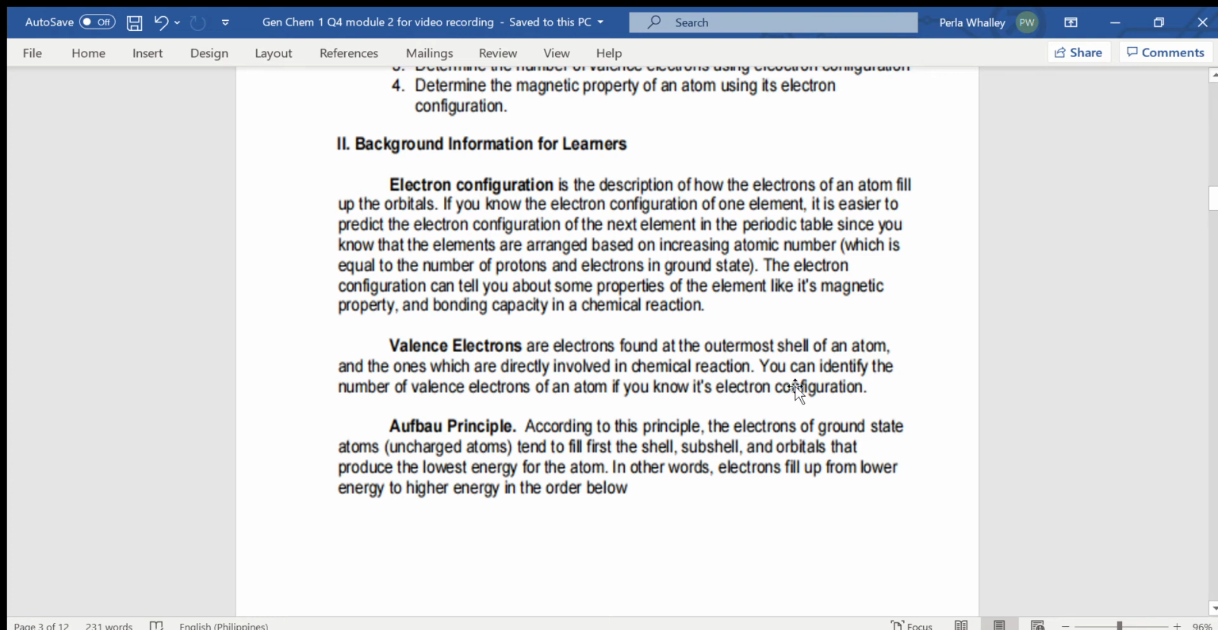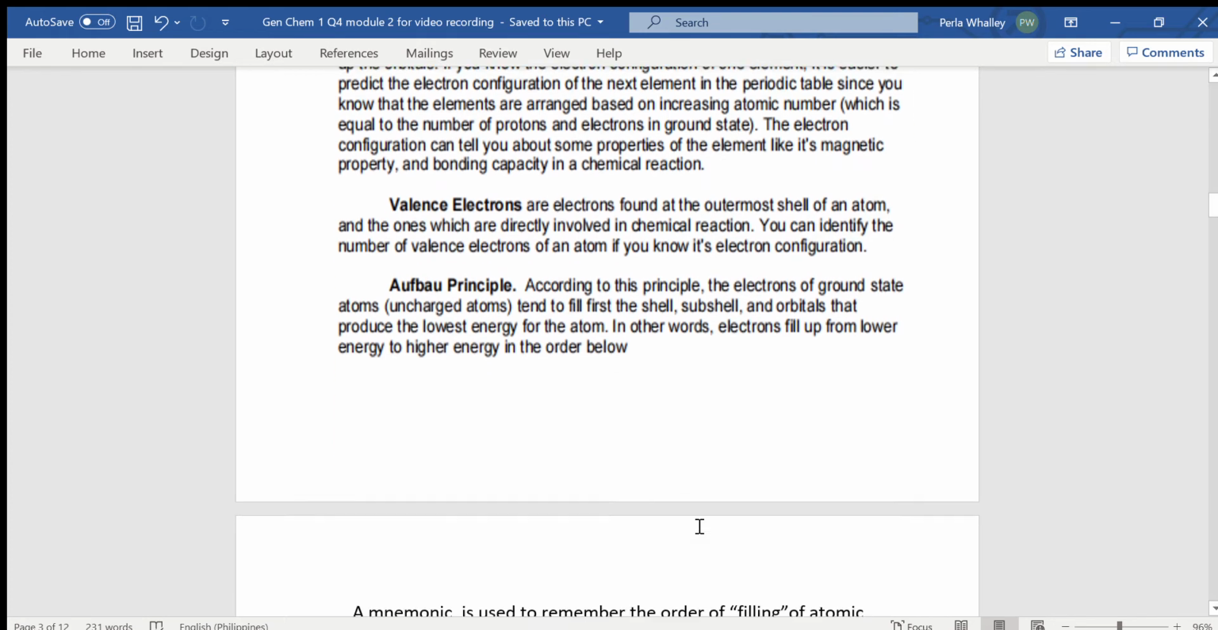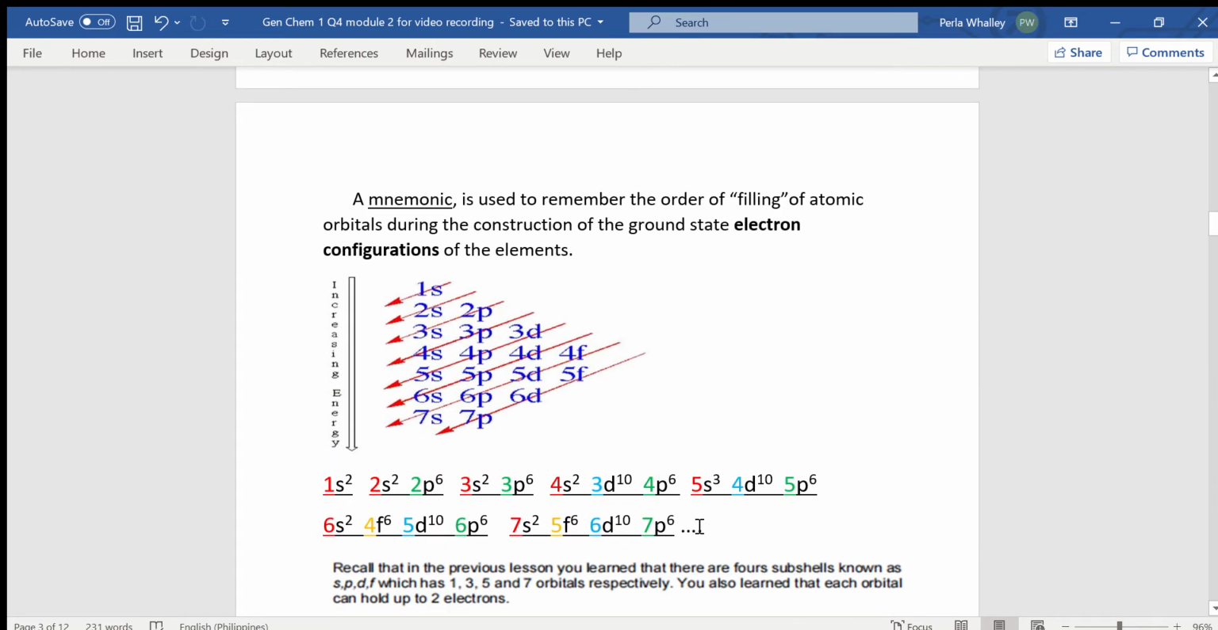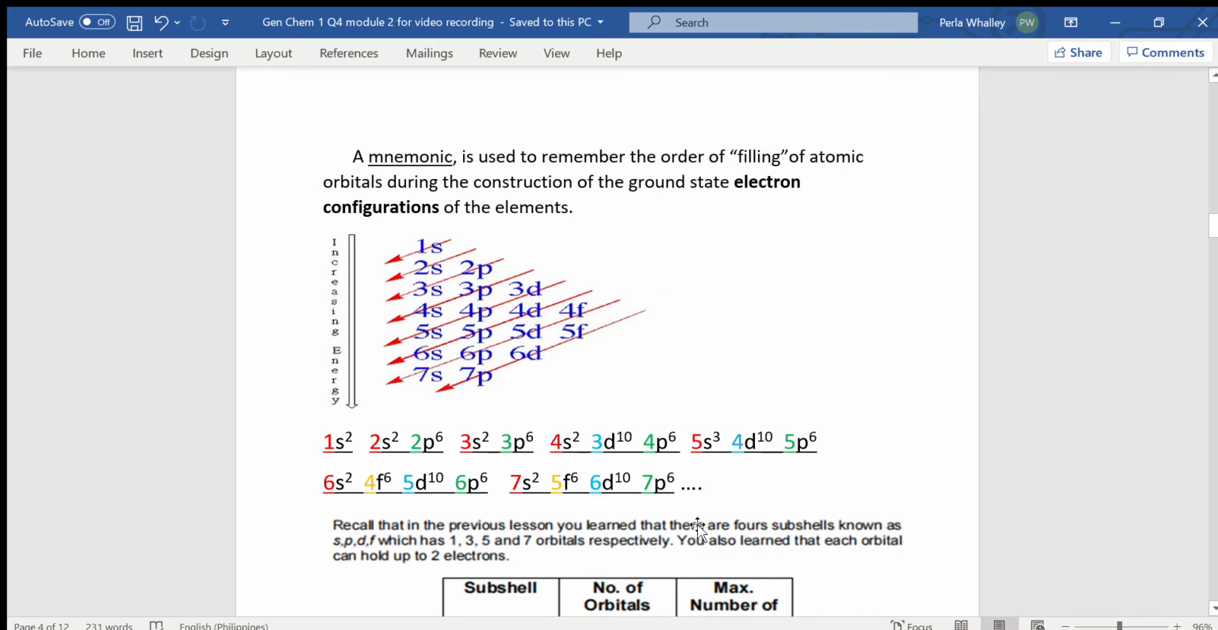Aufbau principle. According to this principle, the electrons of ground state atoms tend to fill first the shell, subshell, and orbitals that produce the lowest energy for the atoms. In other words, electrons fill up from lower energy to higher energy. We have here a mnemonic, which is used to remember the order of filling of atomic orbitals during the construction of the ground state electron configuration of elements.